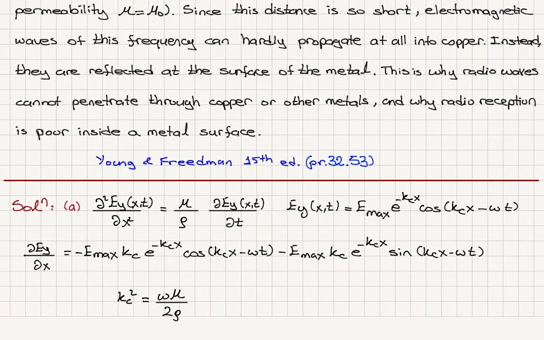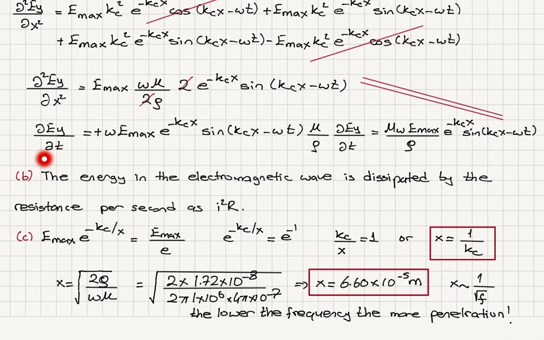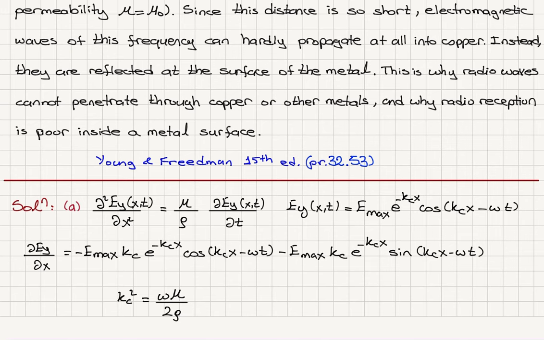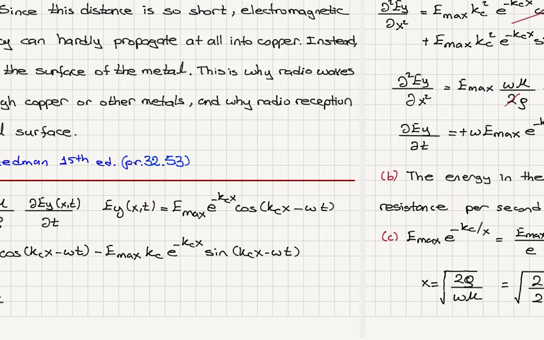Okay, so in this problem, first we have shown that electromagnetic waves propagating in a conductor obey this equation where the solution is given by E max e to the minus kcx cosine kcx minus omega t. We take two derivatives with respect to x, and then we take a derivative with respect to time and multiply it by mu over rho. So mu over rho del Ey del t is equal to the second derivative as we have shown. So this is indeed a solution of the wave equation inside the conductor.